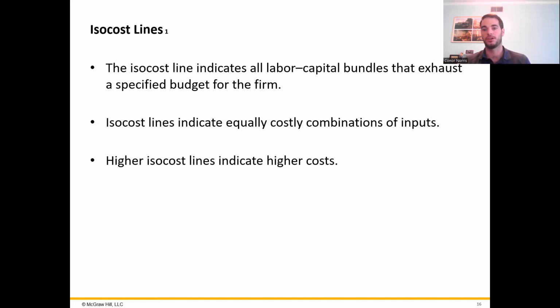Just like isoquants help us understand the trade-offs between labor and capital in terms of production, isocost lines help us understand the trade-offs between labor and capital in terms of cost to the firm. An isocost line shows all the combinations of labor and capital that a firm can afford given a certain budget. So if they have $10,000 to spend in a month, how much capital and labor can they afford? And all the different combinations of them.